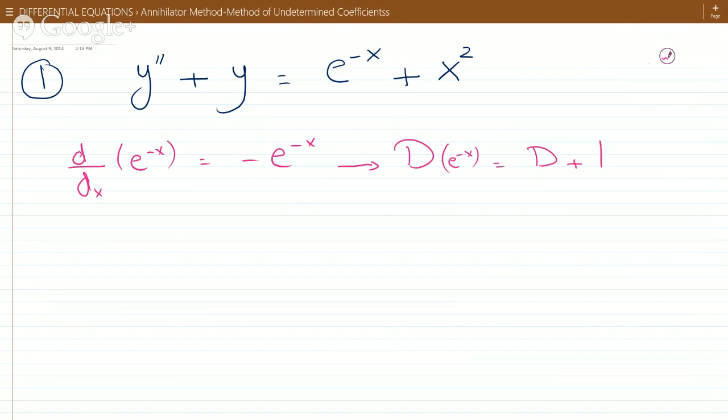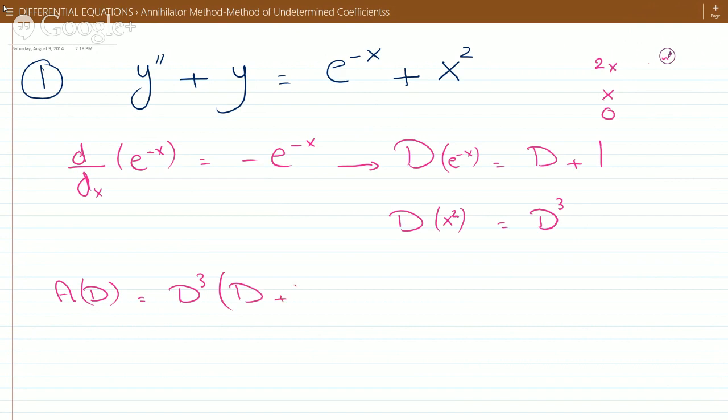Okay? And now for x squared, you always go one derivative past the degree. So I need a D cubed, because the first derivative of x squared is 2x, the second derivative is 2, and the third derivative is 0. So you need 3 derivatives to annihilate it. Okay? So now our annihilator is D cubed times D plus 1.